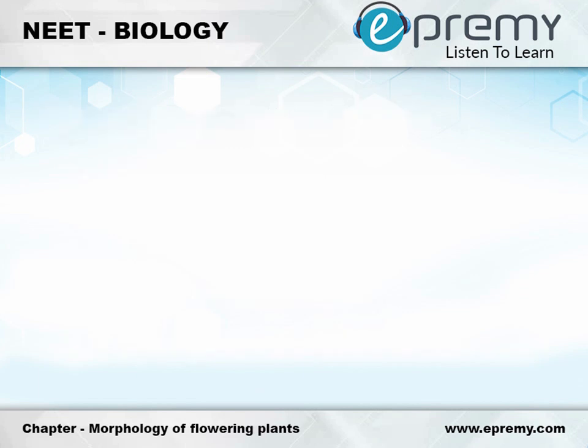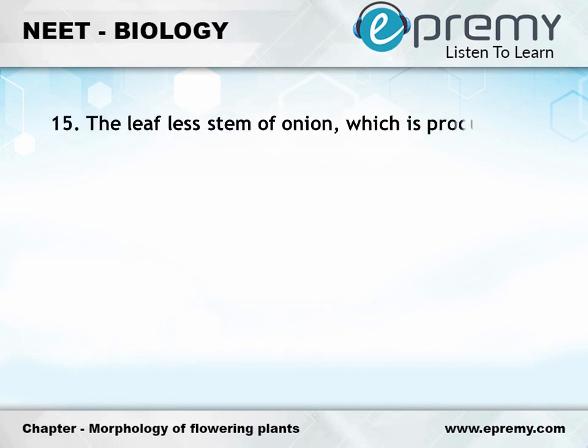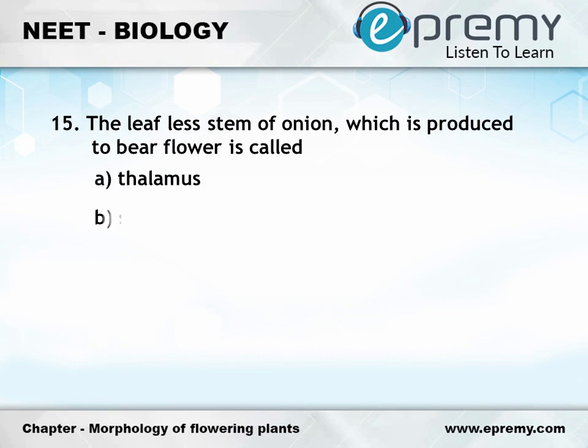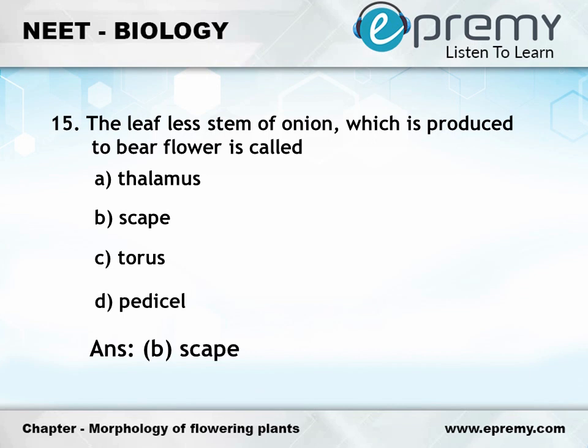Question number 15. The leafless stem of onion which is produced to bear flower is called option A, thalamus, option B, scape, option C, torus, option D, pedicel. The answer is option B, scape.